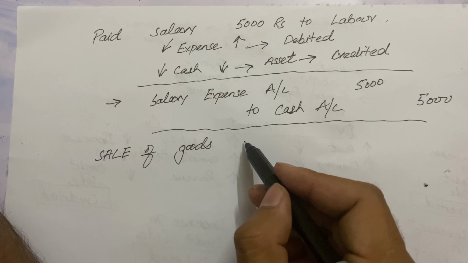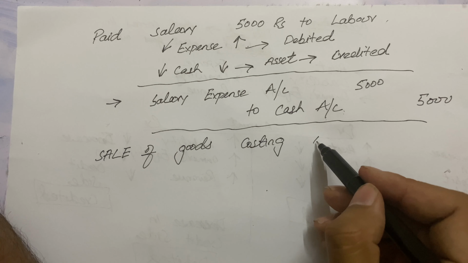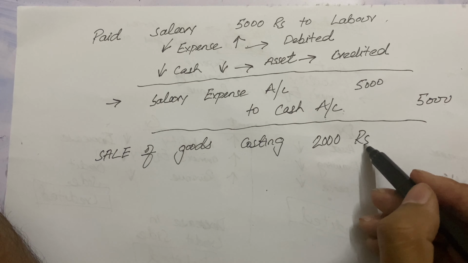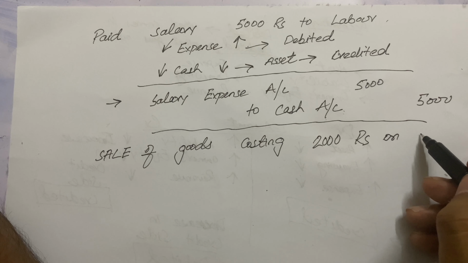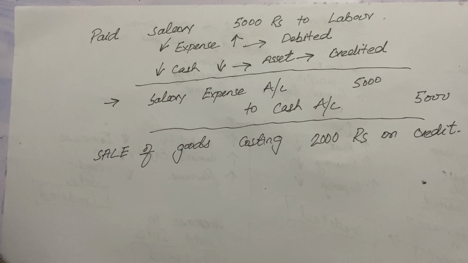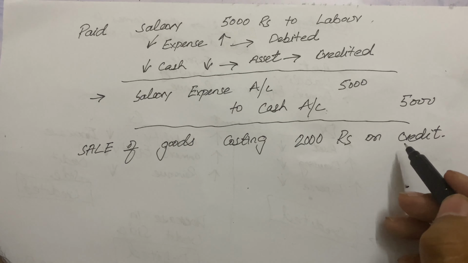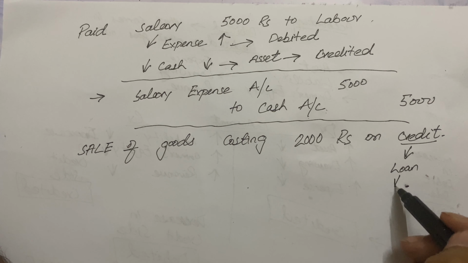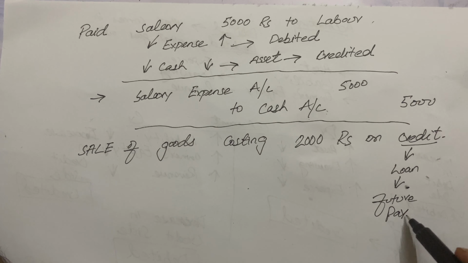Sale of goods costing 2,000 rupees on credit. Basically, we sold goods on credit. Credit means on loan basis. It is basically a future payment.